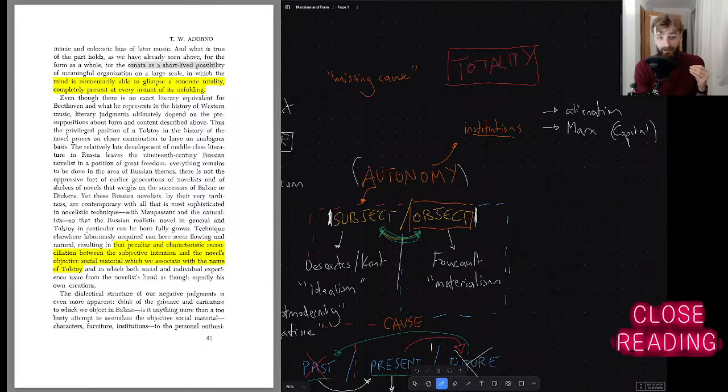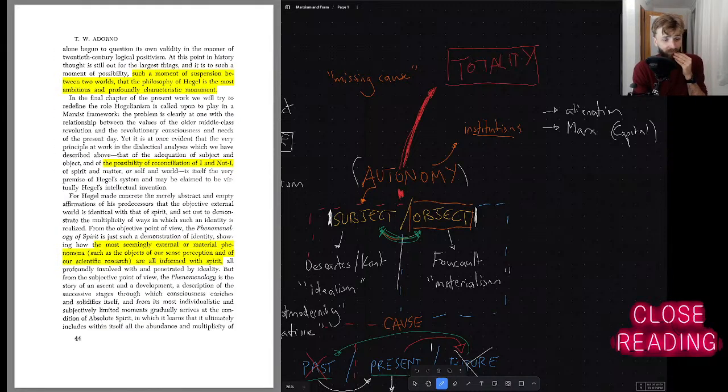Totality is rather a kind of name for the glimpse of a synthesis between subject and object that we can only see through dialectical method. And this is particularly true for Hegel's totality and the notion that is thematized here of absolute spirit in Hegel's philosophical system.